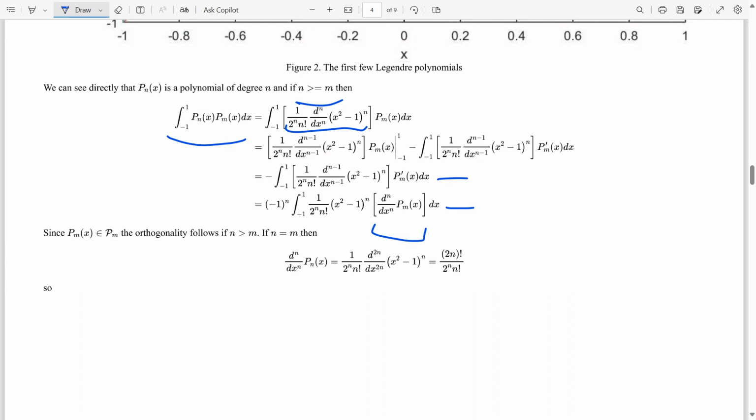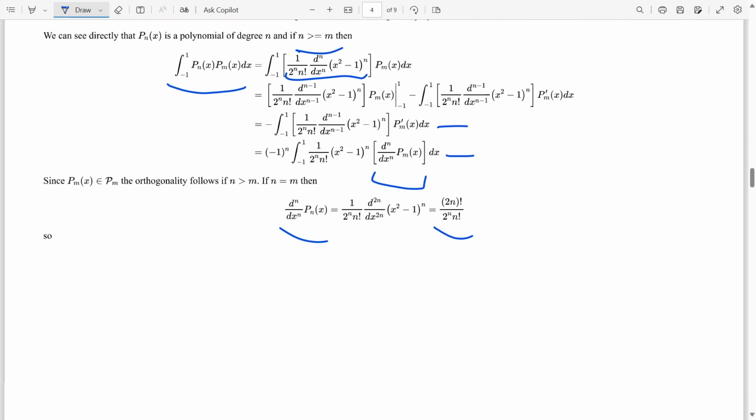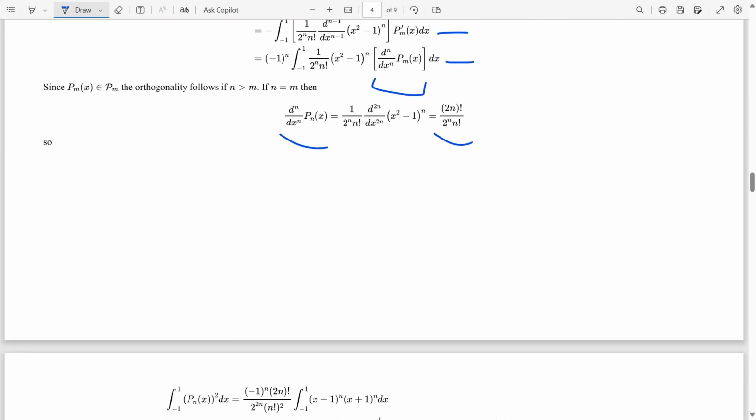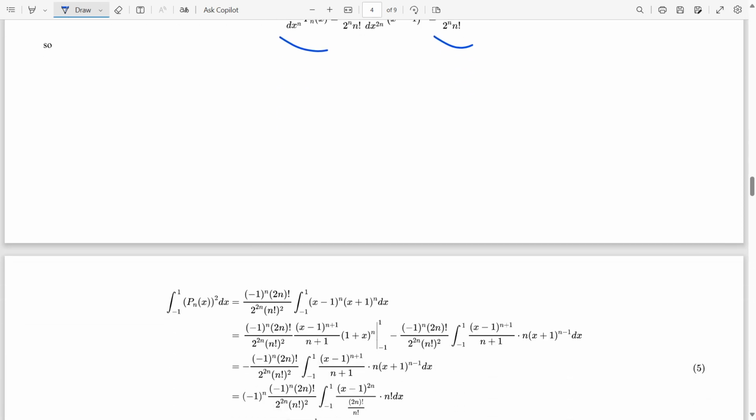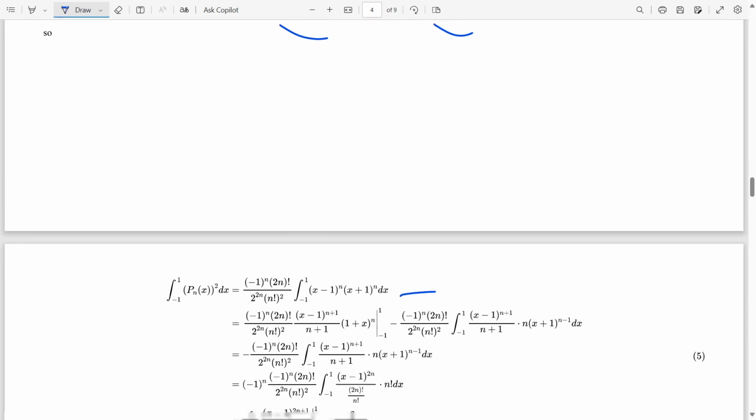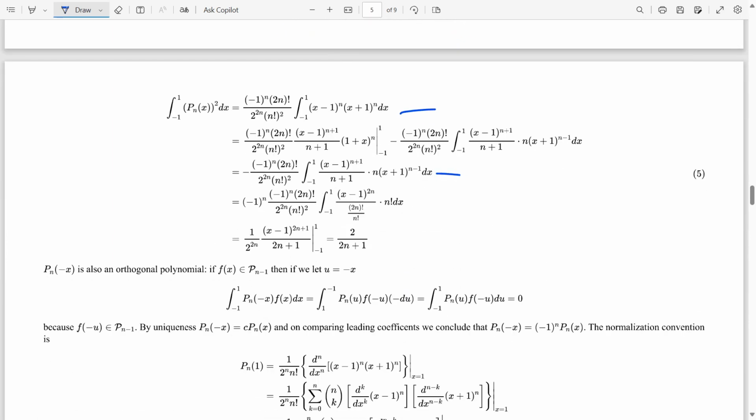On the other hand, if n is equal to m, we're going to need the stuff in the square brackets, and it's easy to show that the nth derivative of Pn of x is just this stuff. And we're going to plug that in for the square bracket stuff and do the integral. So I'm going to integrate by parts once, and then n minus 1 more times, and now we have an integral we can evaluate by the fundamental theorem of calculus to get the normalization integral of Pn of x.